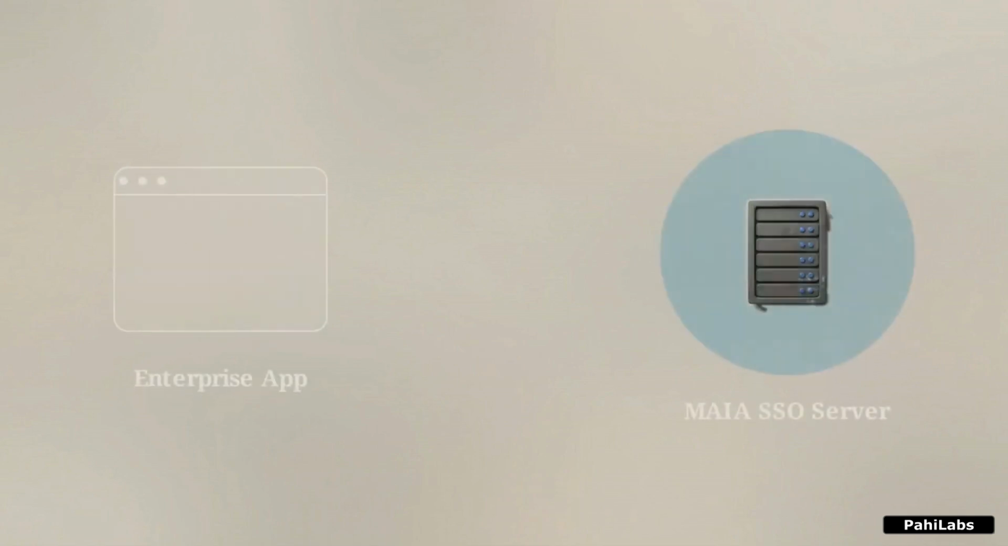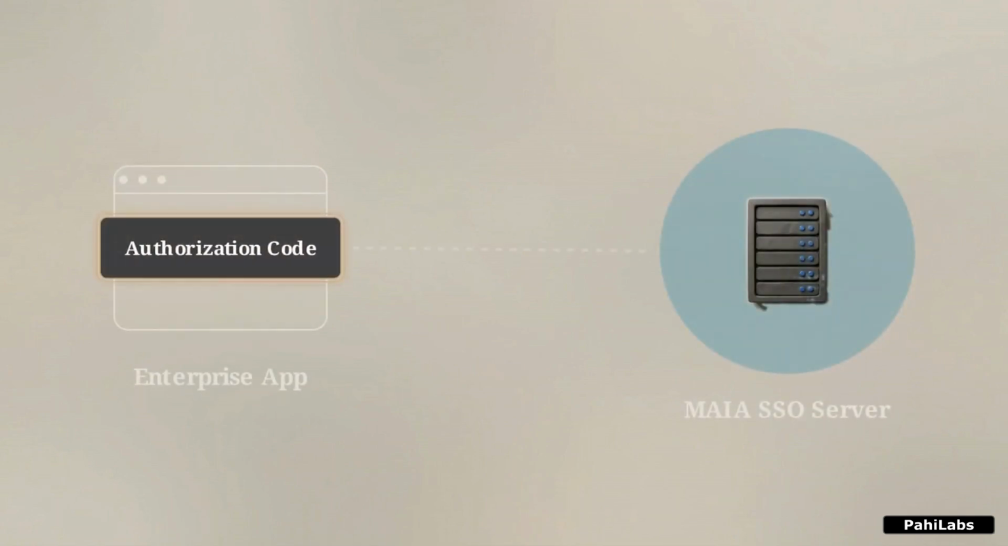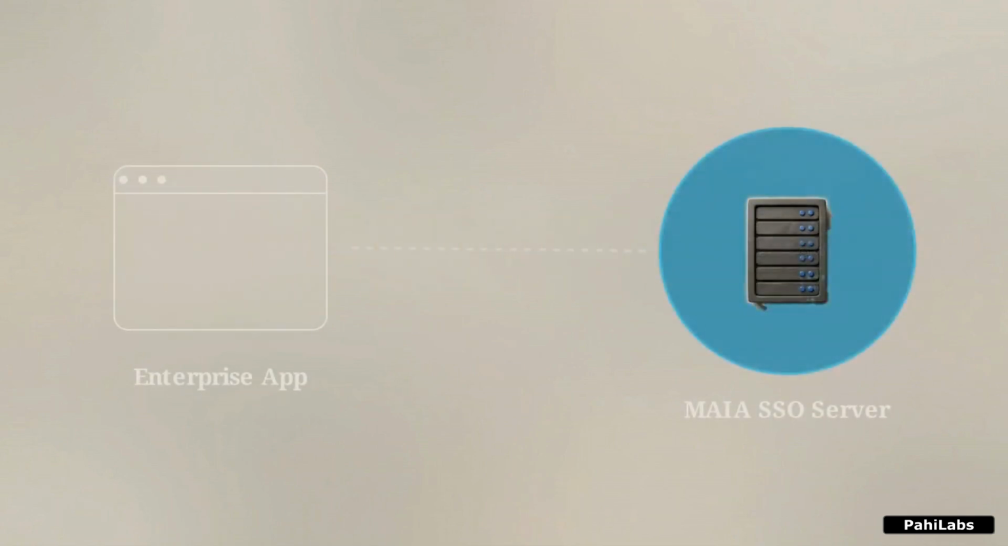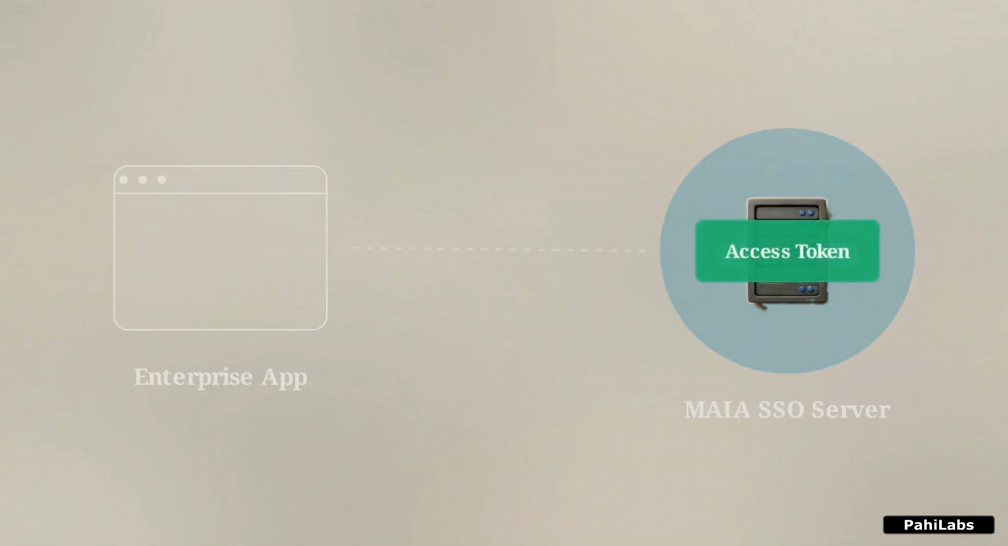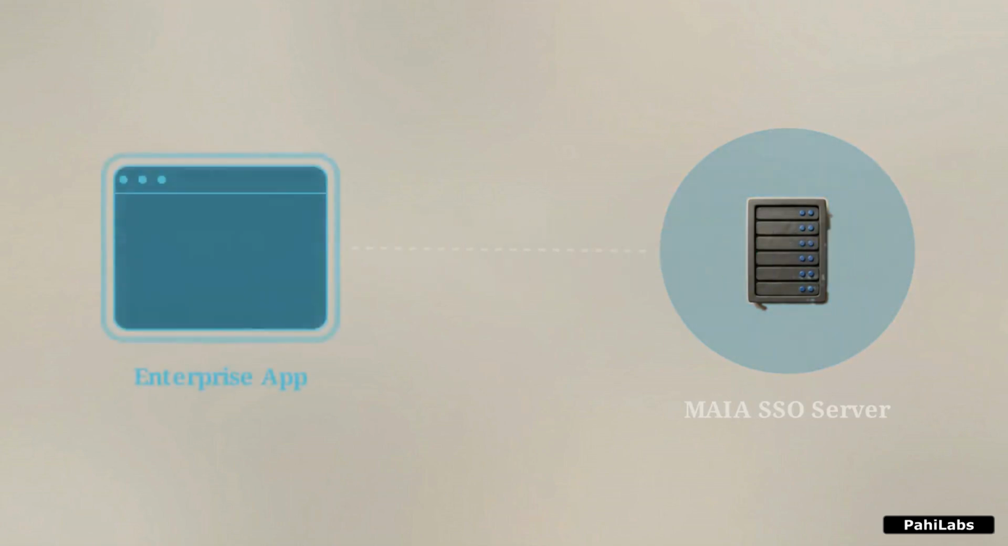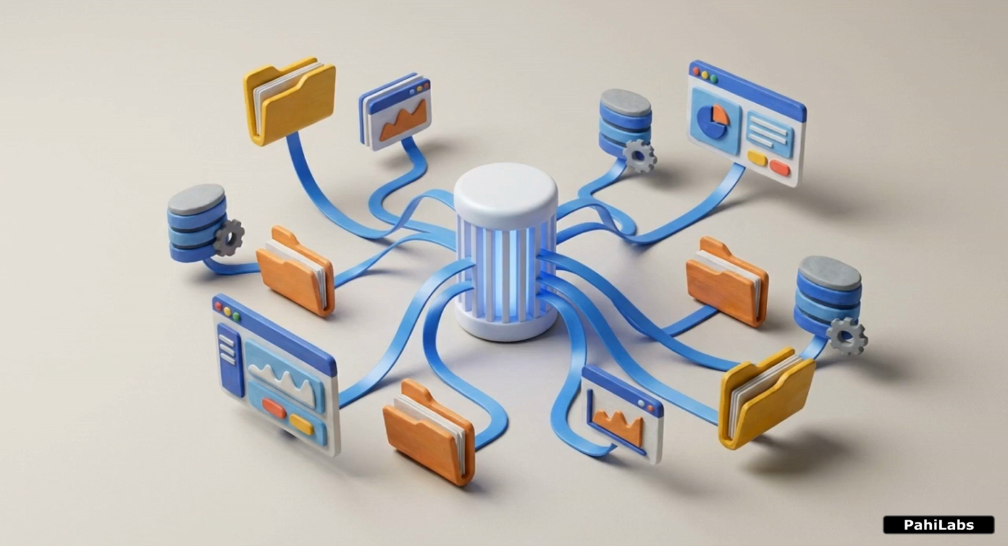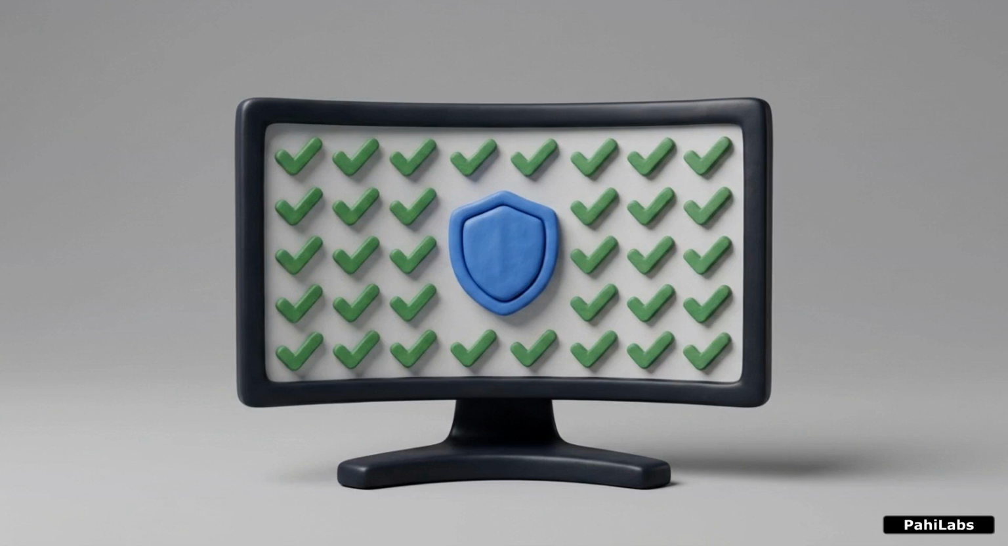The MAIA SSO server uses standard OAuth-style protocols, exchanging an authorization code for a secure access token, just like any other modern identity provider. This allows an organization to implement zero-trust local verification across their entire application stack without needing to rebuild their internal tools from scratch. It delivers high-assurance local security through the same centralized, frictionless integration patterns that IT departments expect.